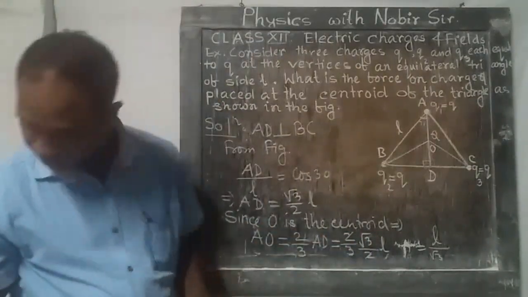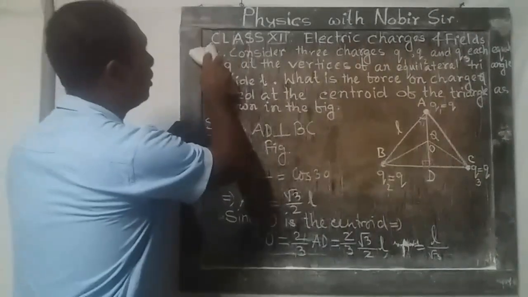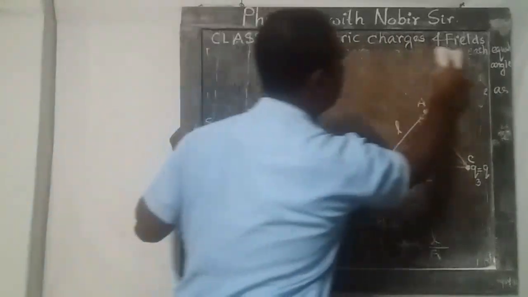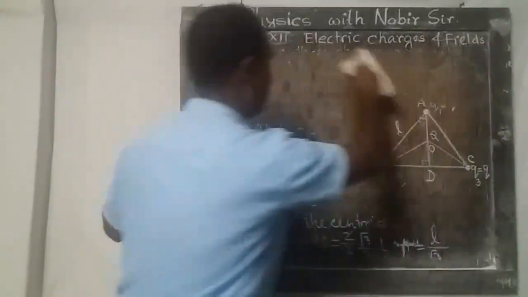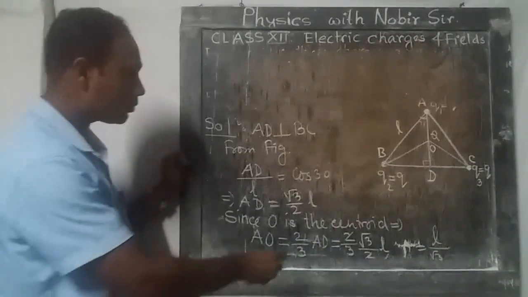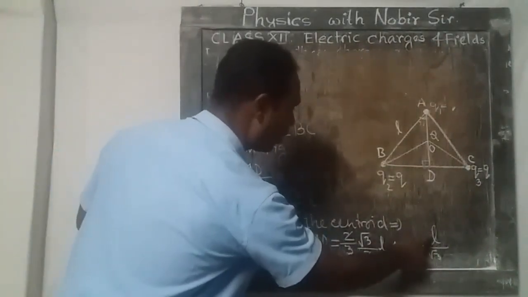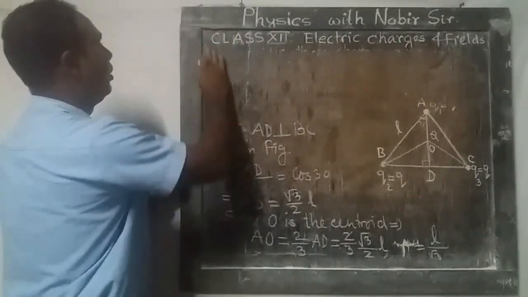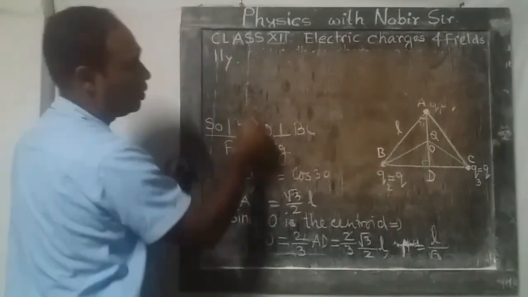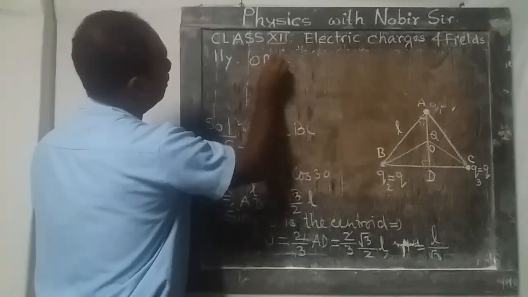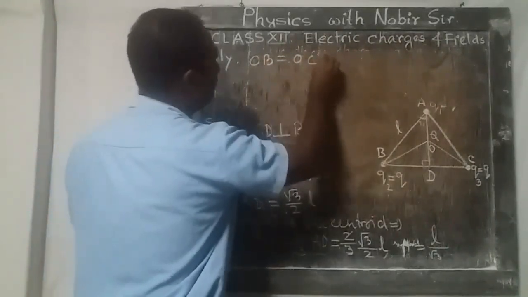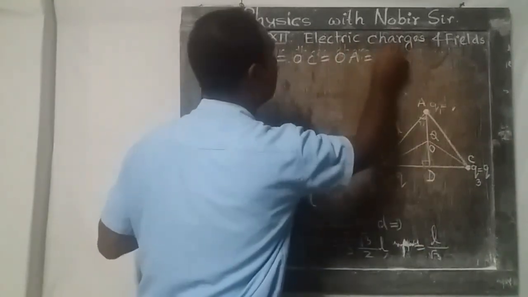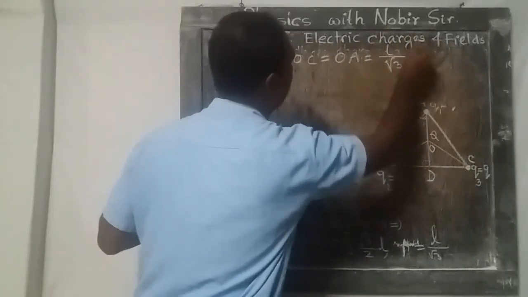So what happened? I just erase this. If AO equals L by root 3, then similarly OB equals OC equals OA equals L by root 3. We got this.